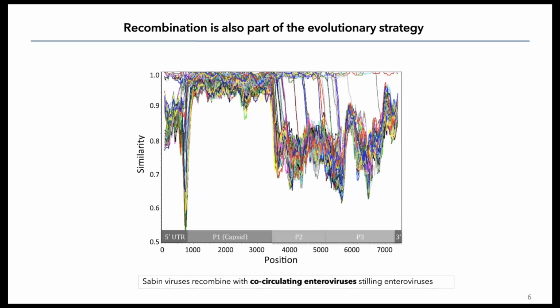Now, one of the other things that was observed in this study is that there was a lot of recombination with other class C enteroviruses that co-circulate during vaccine campaigns. And you can see here the similarity of the genomes with respect to the original Sabin vaccine. And you can see that there are some regions where the similarity is much reduced, both in the 5' UTR as well as in the non-structural proteins.